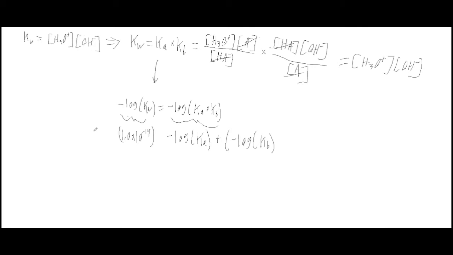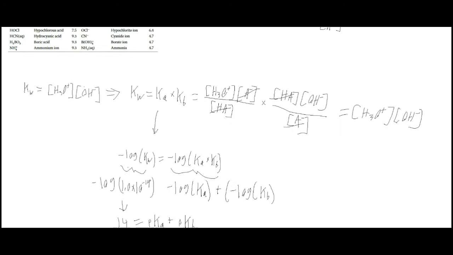So if we take the negative log of that, what we end up with is 14, and that equals, so this is the pKa and this is the pKb, and so we end up with the pKa plus the pKb. And so if we add the pKa and pKb together, we will end up getting 14 every time. And so we can calculate a pKa from a pKb and vice versa.